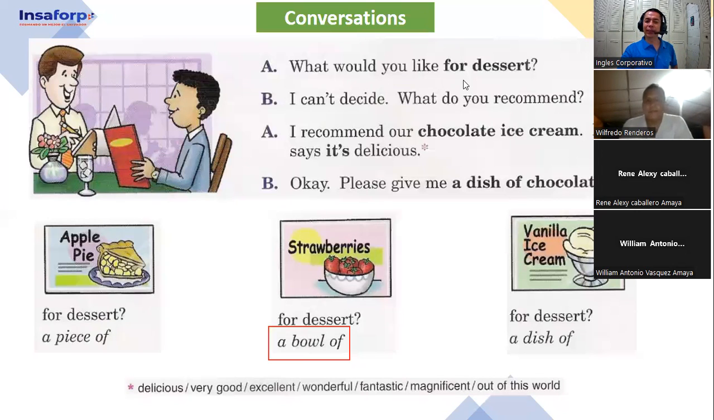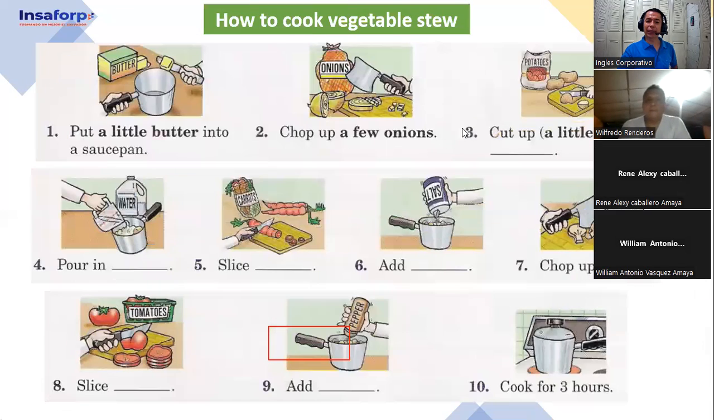Let's continue. The next exercise is more complicated. Este sí está un poquito más complicado, but pay attention. How to cook vegetables stew. Stew is estofado de vegetales, right? Number one, put a little butter.